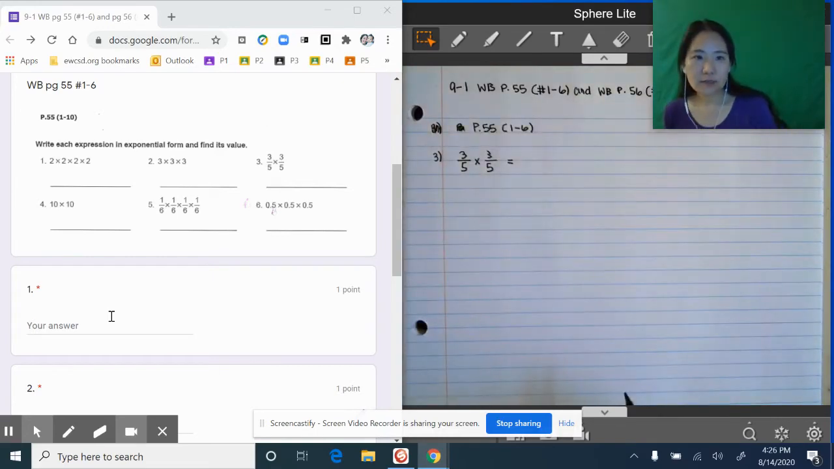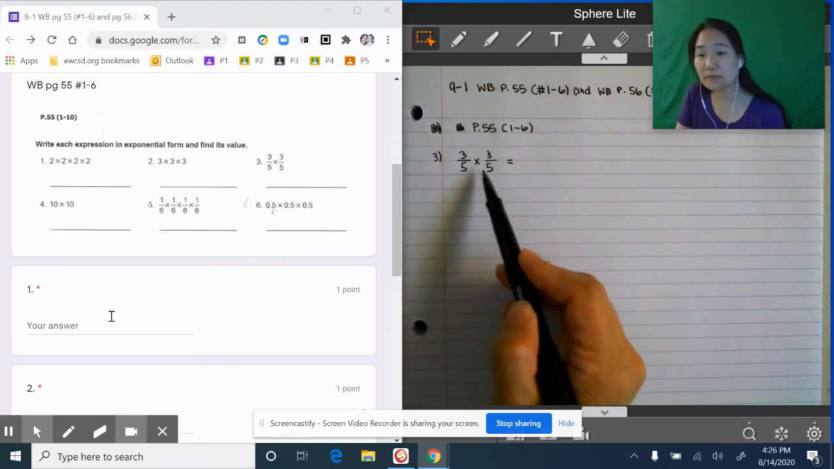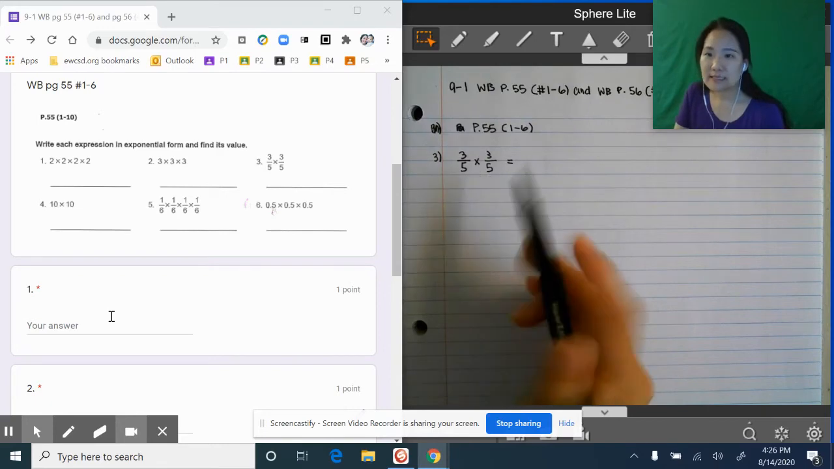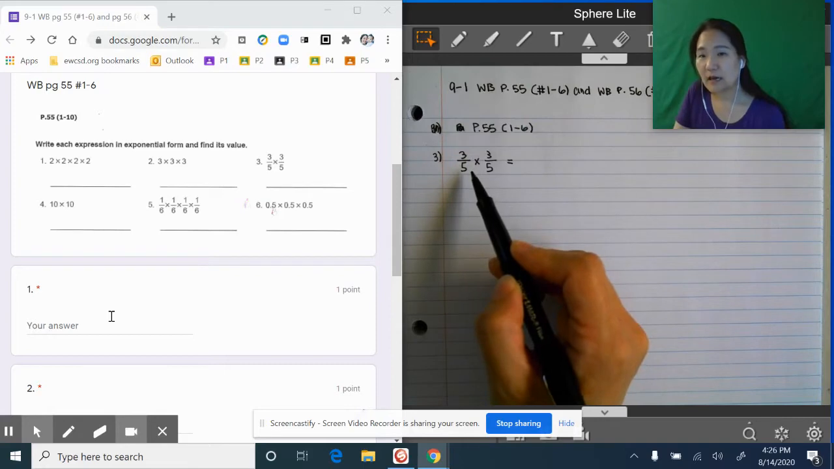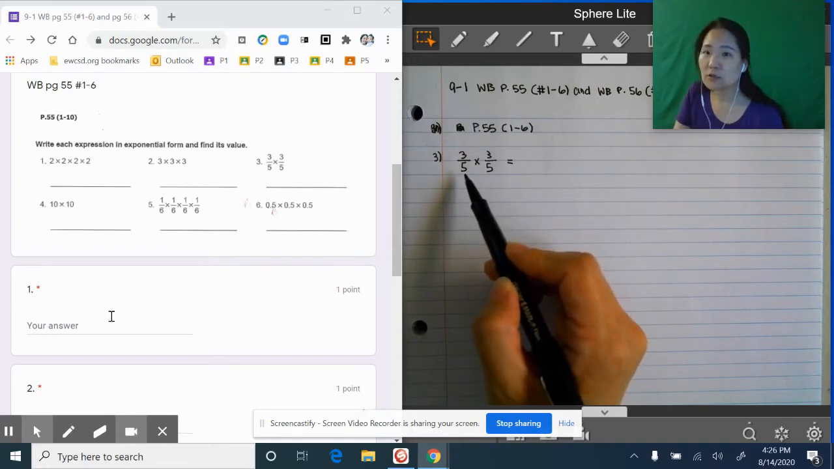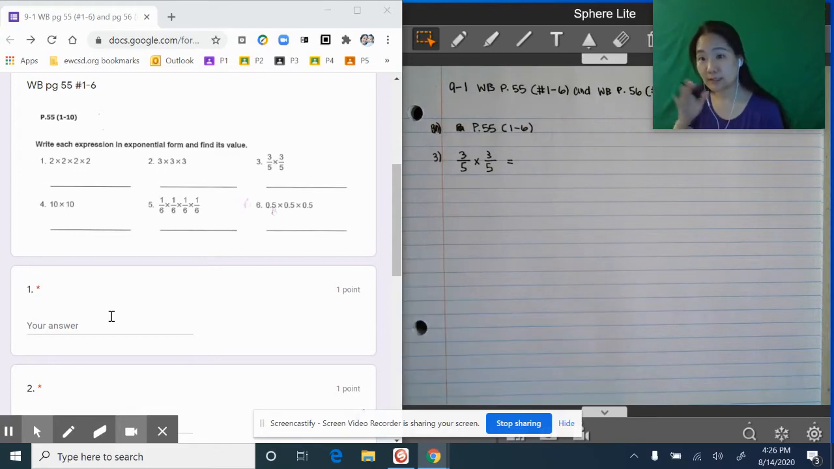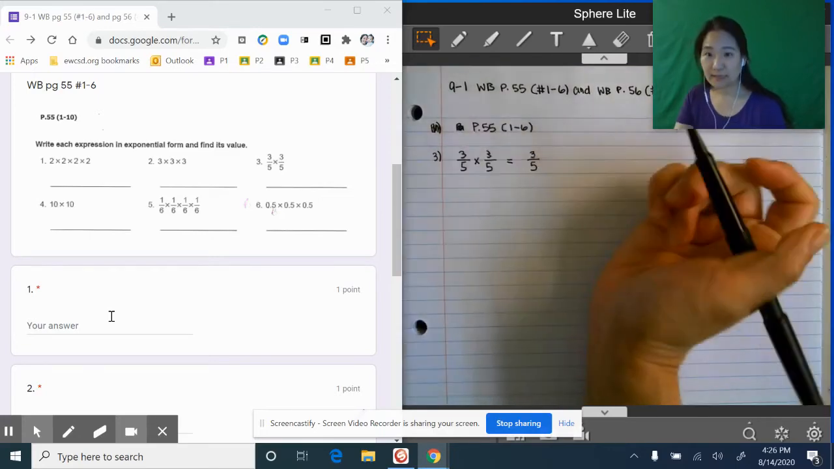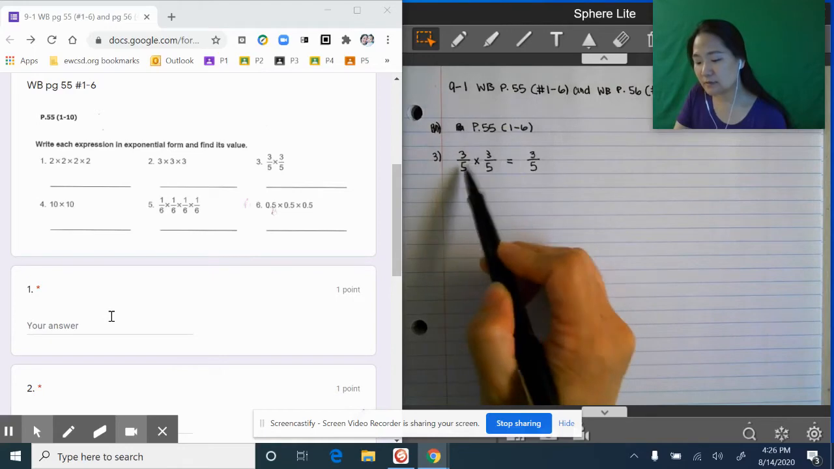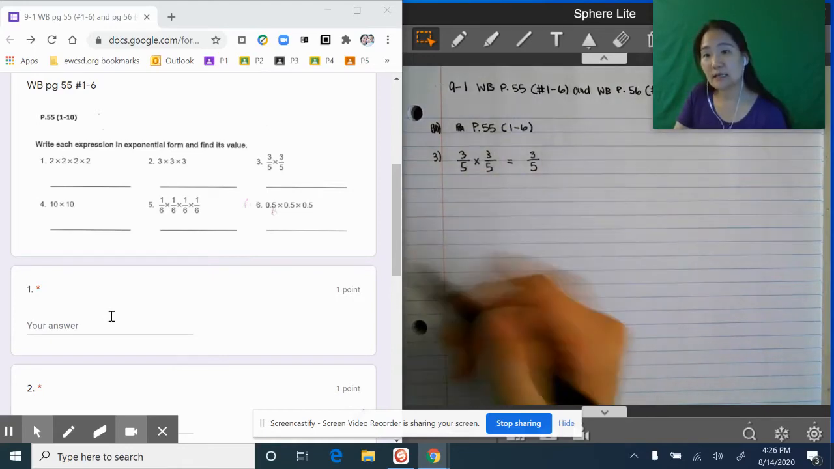The first part of the homework says write the expression in exponential form. What that means is instead of writing the problem in repeated multiplication, this times this, it is asking for you to write it using this base, which is 3/5, and then using an exponent to show how many times it is being repeatedly multiplied, okay? So since the base is 3/5, I'm going to write 3/5, and because it is being repeated twice, it is raised to the second power.